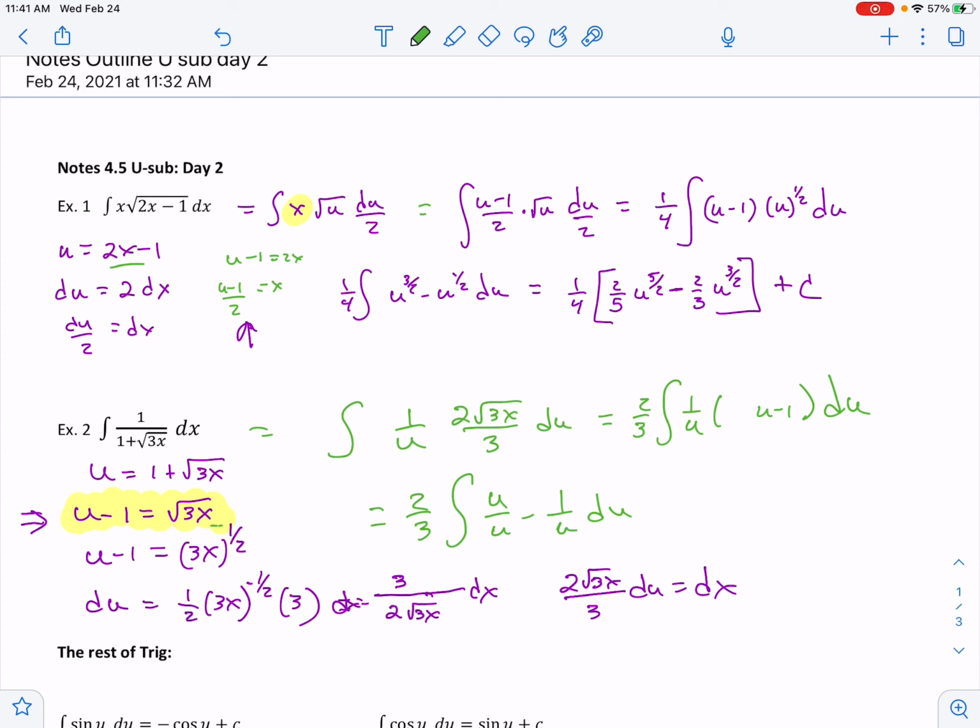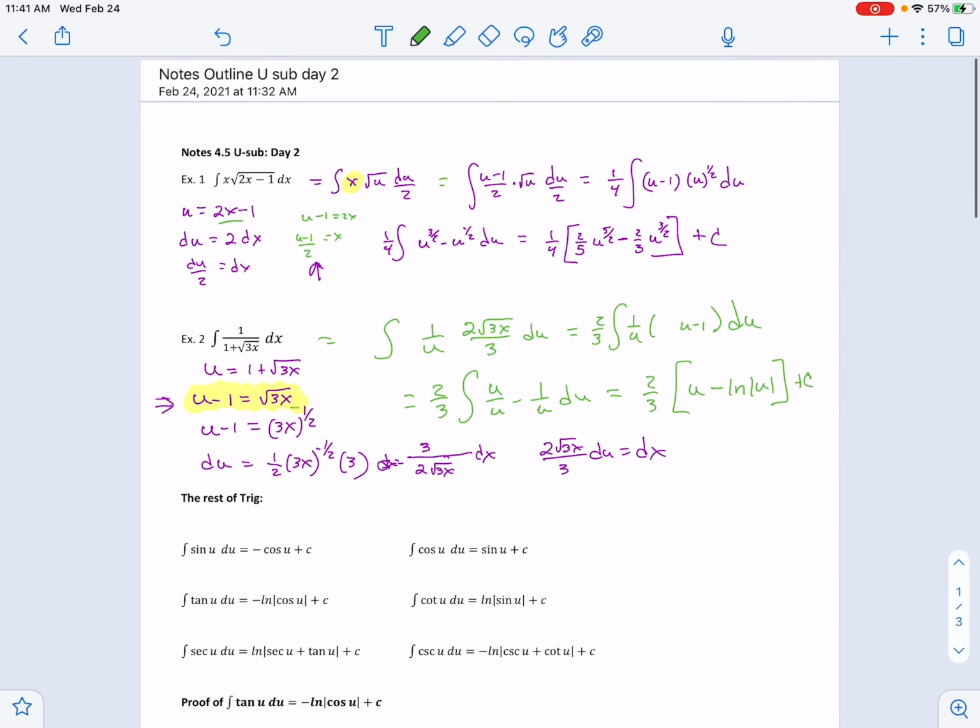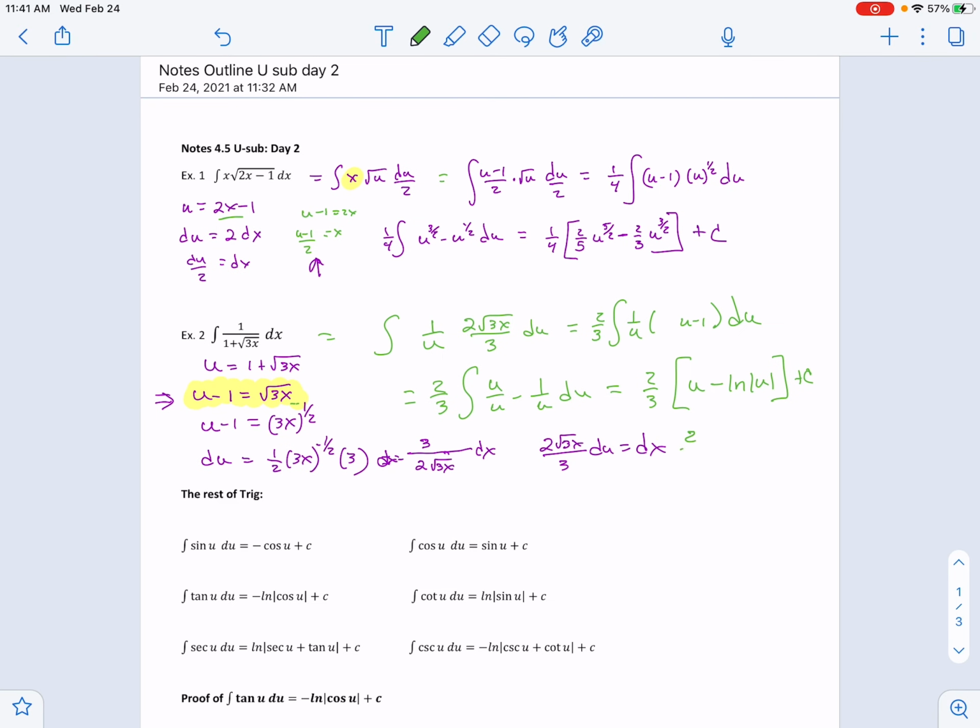So that's 1, right? Now, if you take the antiderivative of 1 it is u, minus 1 over u, which is the natural log of u, plus c. And then you've got to put your x's back in. So this becomes 2/3 times u, which is 1 plus the square root of 3x, minus the natural log of 1 plus the square root of 3x, plus c. All right? Yeah, that was hard. You might want to rewind and listen to that one more time.